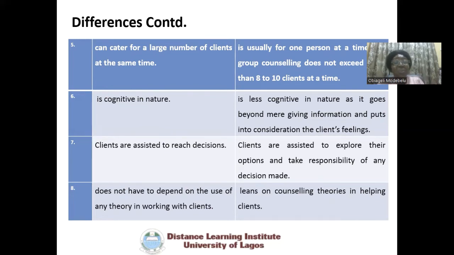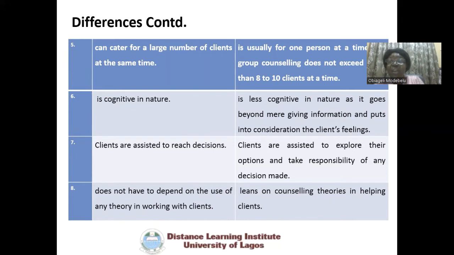Guidance is done for clients just to assist them to reach decisions. Whereas clients in counseling sessions are assisted to explore their options and their opportunities. When they explore these options and they stick to one, they take responsibility for that option.